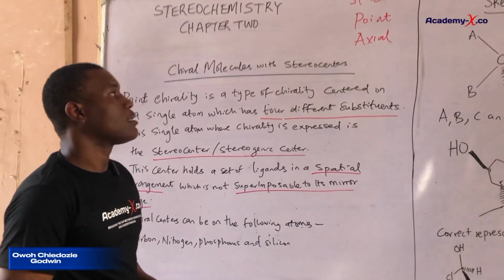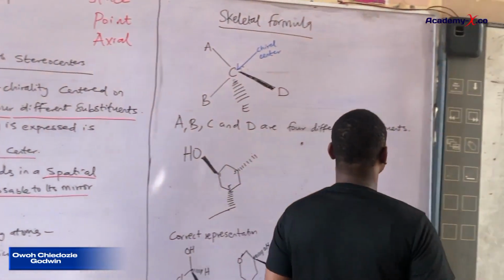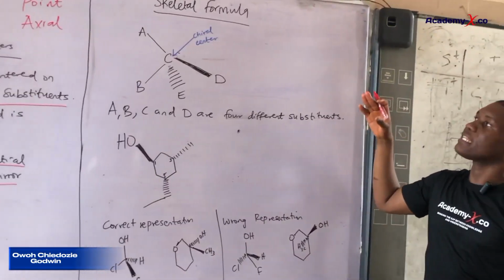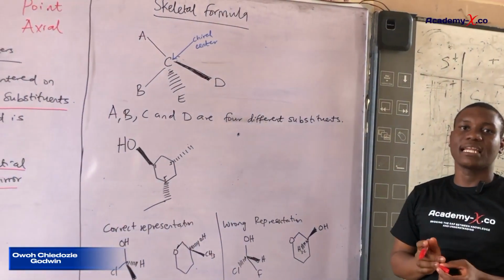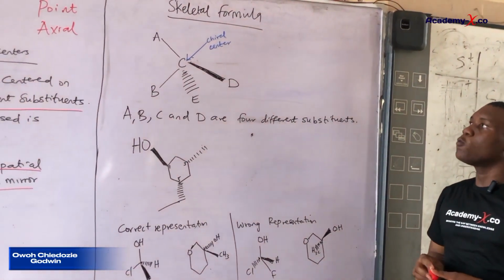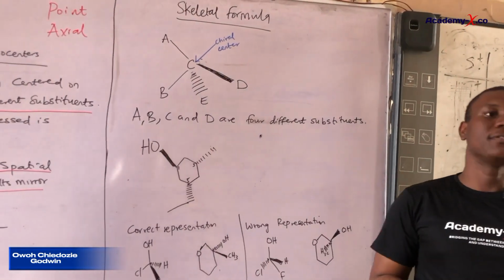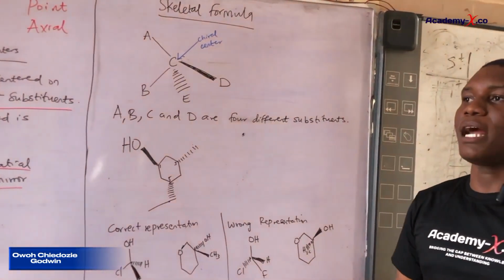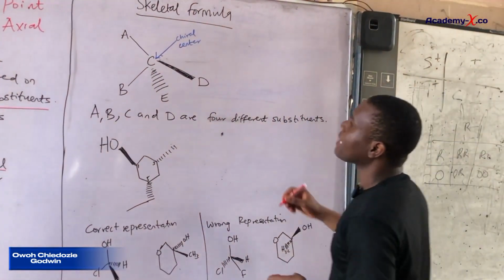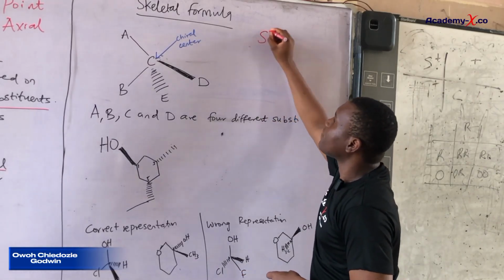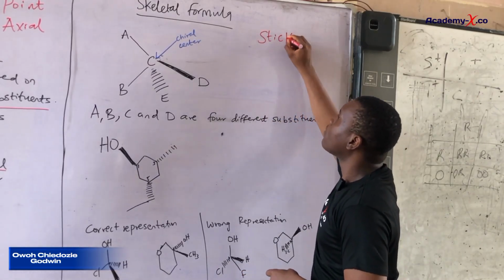Okay. Now, in the next board, we have skeletal formula. Now, we will represent stereocenters using skeletal formula. Now, skeletal formula can be made up of 3 different types of bond.